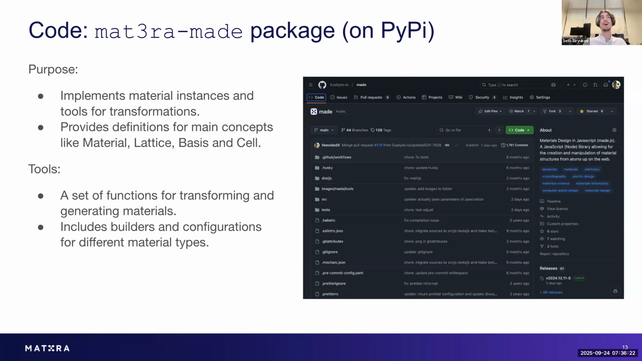The main package is the functional source code, implementing class instances and methods to work with the materials. So it has definitions for main concepts such as material, lattice, basis, and cell. And it has a set of tools that has all the builders, analyzers, and other classes that help you create materials.